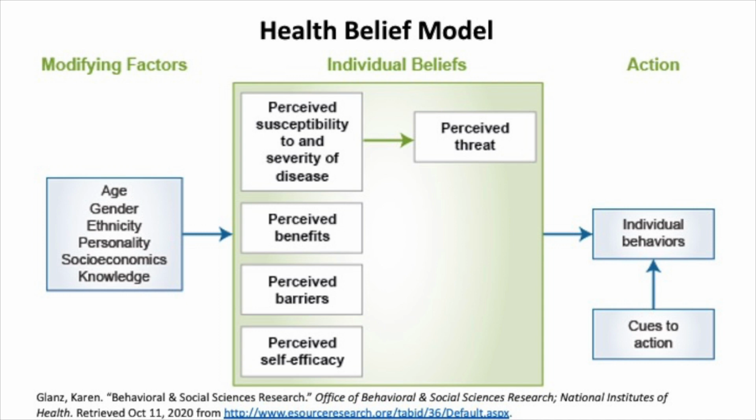So if we're talking again about changing eating habits in order to prevent cardiovascular disease, are there certain barriers that the person believes are there that are going to prevent them from making that behavioral change? And perceived is kind of a sticky word here. Perceived doesn't necessarily mean reality, but maybe in reality there are barriers to getting that healthy food. We live in a food desert, for example.